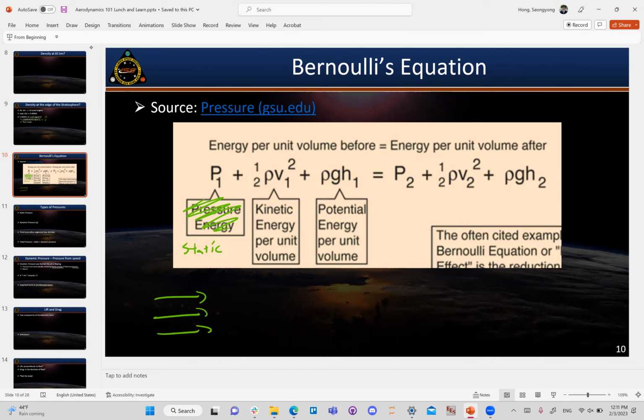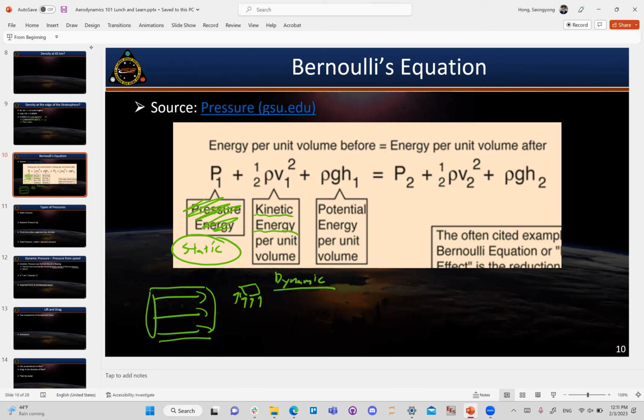If you have a moving fluid, and you have a cylinder around it, what is the pressure that the wall of the cylinder feels? That is static pressure. You could think of it that way. And the second term, you can think of as representing the kinetic energy of the fluid, and we're going to call this dynamic pressure.